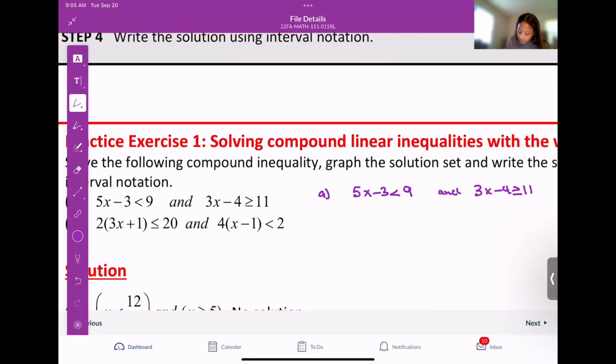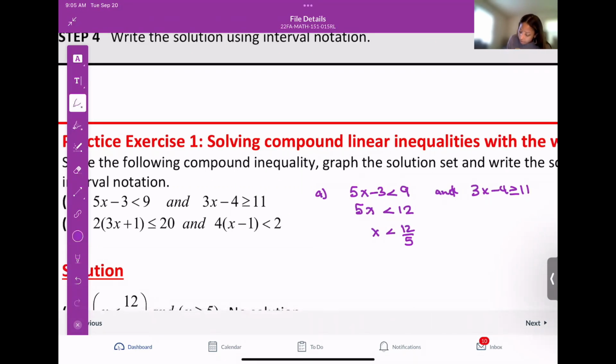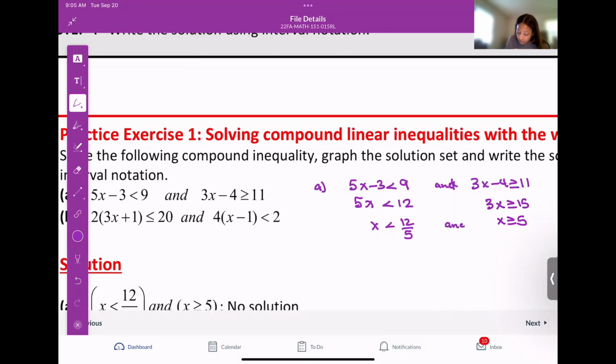For the first inequality, we'll get 5x is less than 12. And then if we divide both sides by 5, x is less than 12 over 5. All right, let's keep that in mind. For the second one, we have 3x minus 4 is greater than or equal to 11. So 3x is greater than or equal to 15. And then dividing both sides by 3, x is greater than or equal to 5. So we want both of these things to be true. Let's look at our number line.